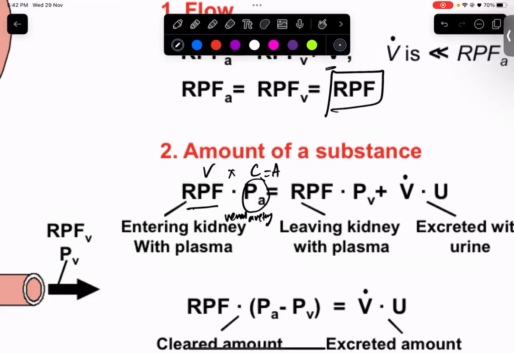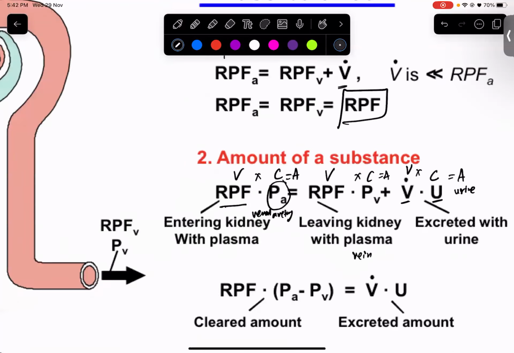After that, we have, again, same thing. This is the volume. This is the concentration. It's giving us the amount that is going out through the renal vein, okay? And finally, the urine flow here is the volume, and the U is basically the concentration, again giving us the amount of the urine itself, okay? So the amount of the urine plus the amount of the substance in the renal vein must equal the amount that has entered initially through the renal artery, okay?